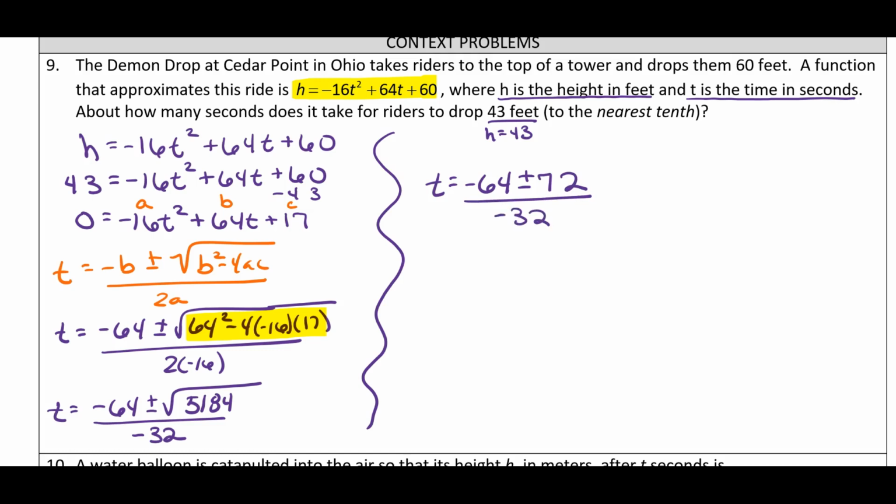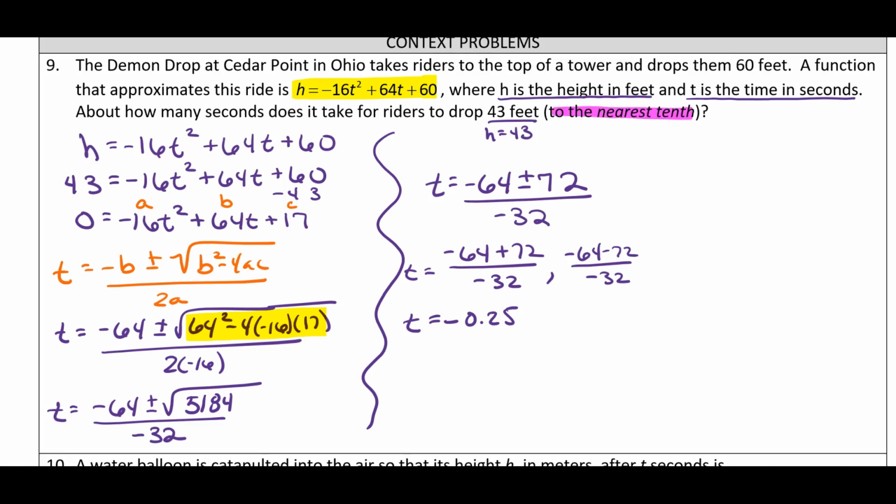So the last thing we're going to do is break this up. Negative 64 plus 72 over negative 32, and negative 64 minus 72 over negative 32. And you can at this point type all of this in your calculator if you'd like, or you can do it by hand, whatever you need to do. So negative 64 plus 72 is going to be 8, and 8 divided by negative 32 is negative 0.25. And notice I am doing decimals because up here in my problem they say that I can round to the nearest tenth.